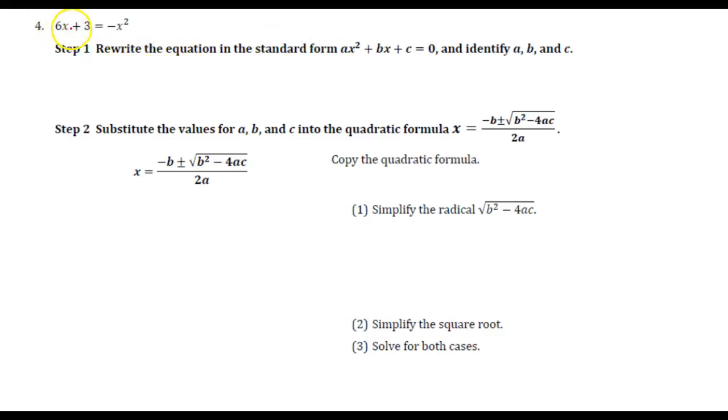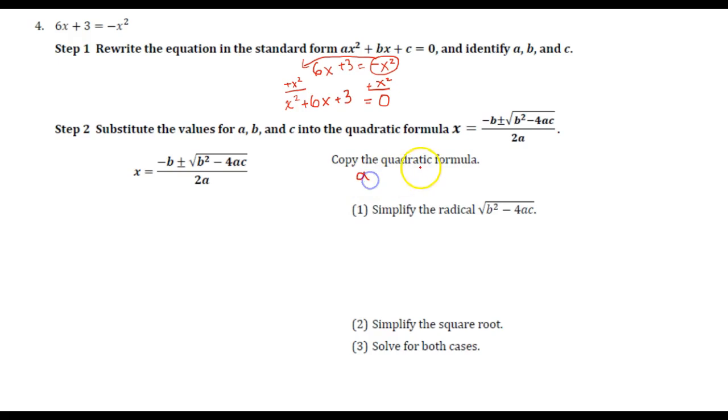We left off on number 4. It says to rewrite this problem, 6x plus 3 equals negative x squared, where all the terms will be on one side. So we'll move the negative x squared. What is the opposite of a negative x squared? Positive x squared. And that would be 0 equals x to the second power plus 6x plus 3.